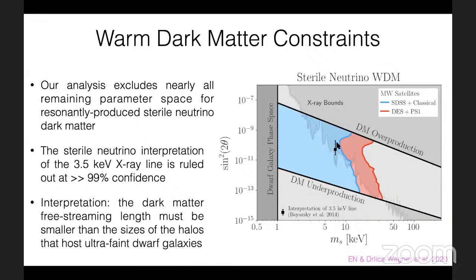In particular, there's been this claim of an interpretation of an X-ray line from galaxy clusters that is 3.5 keV energy. This line has been interpreted as the result of sterile neutrinos annihilating, producing high energy photons. And this is actually ruled out at extremely high confidence by our analysis. It's also ruled out by some new X-ray measurements. So this is good, right? It's a complementary constraint, coming from more traditional high energy astrophysics and from these structure formation constraints. If you think about this in terms of structure formation, what it's telling us is that the free streaming length of the dark matter has to be smaller than the sizes of the halos that host these ultra-faint dwarf galaxies, so smaller than roughly 10 kiloparsecs.